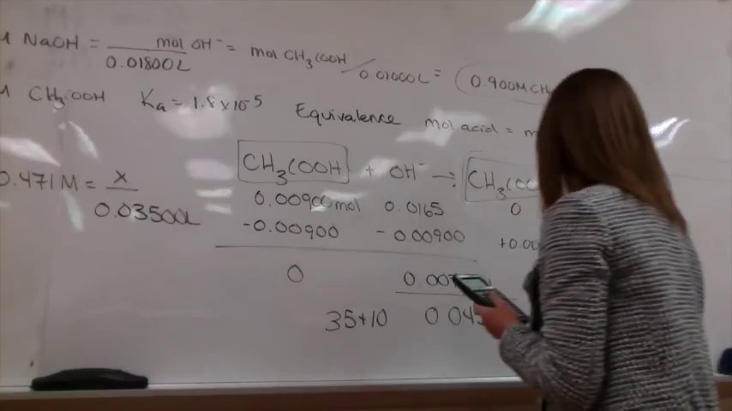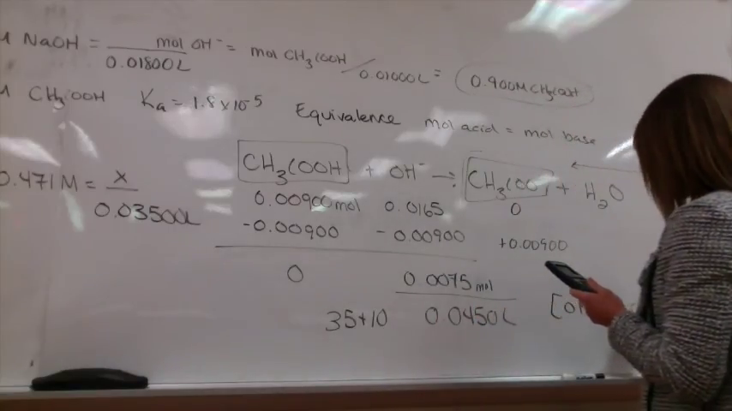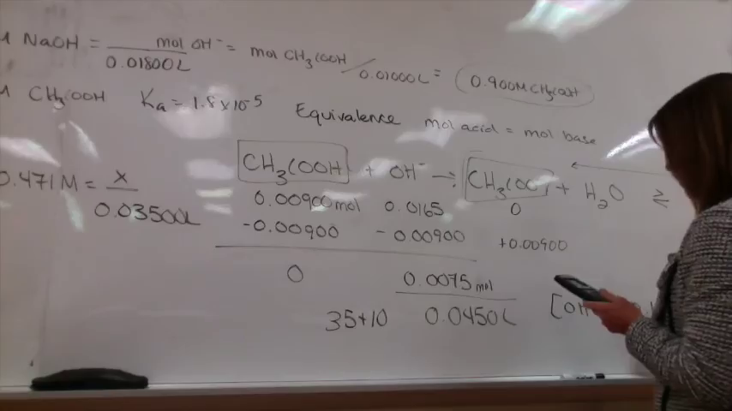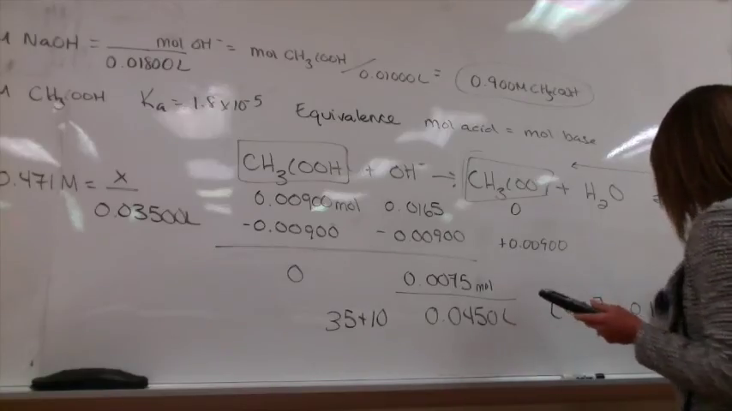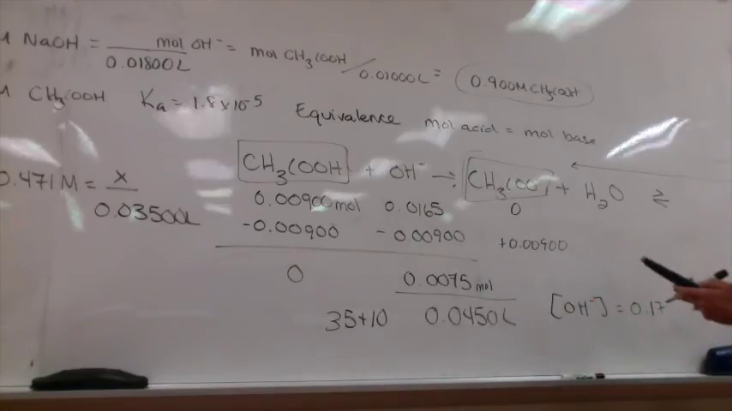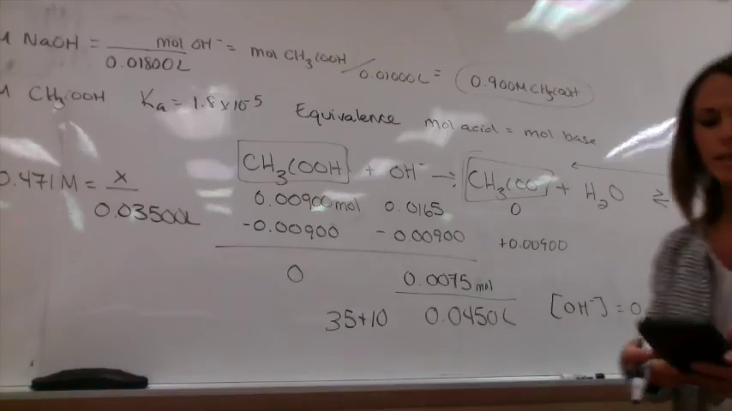So this concentration of OH is 0.1617. I'm going to take the negative log of that. This is pOH. At this point, pOH is equal to 0.77. So 14 minus 0.77 is 13.23. Sorry. And that makes sense because the pH is of a very strong base.